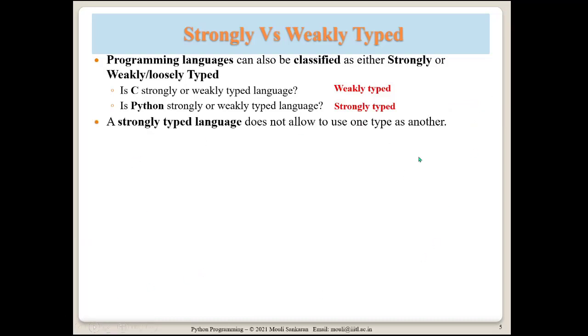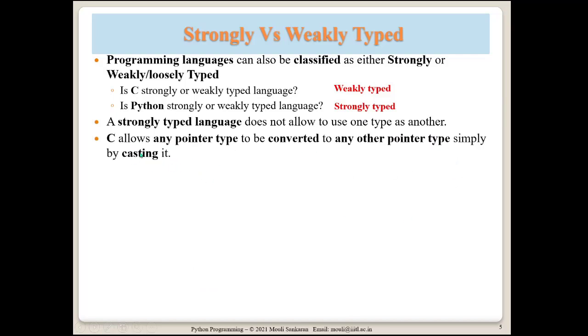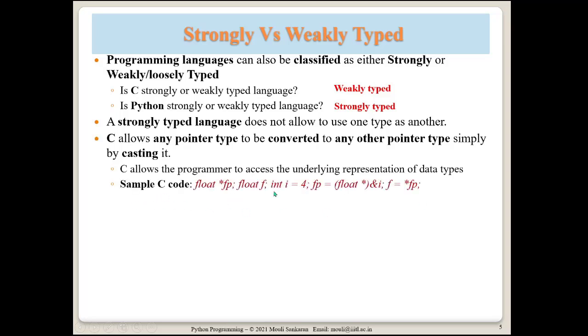Now let us look at some more definitions. A strongly typed language does not allow you to use one type as another. C allows any pointer type to be converted to any other pointer type simply by casting it. C allows the programmer to access the underlying representation of data types, as I explained. Sample C code: float pointer fp, int i equal to 4. I can assign fp to the address of i and star fp equal to f. I will get something, but the compiler will go through with no issues. It will not give you a warning.